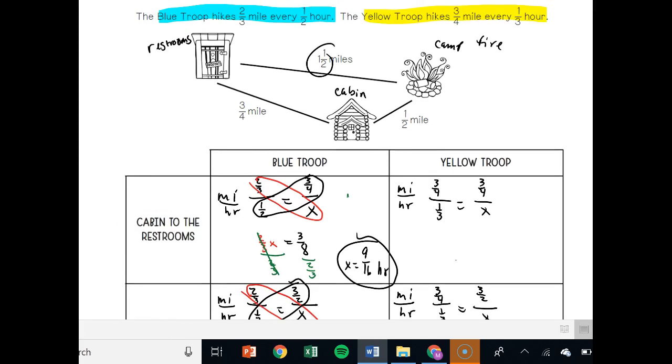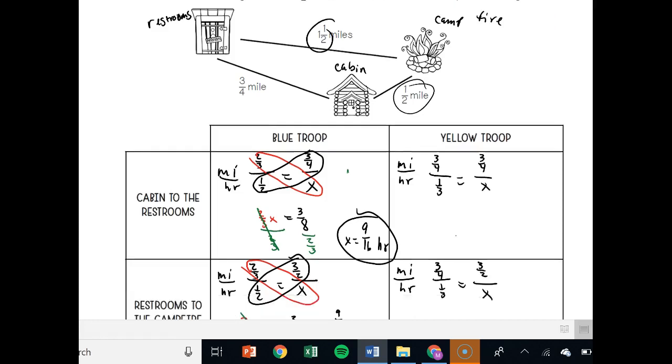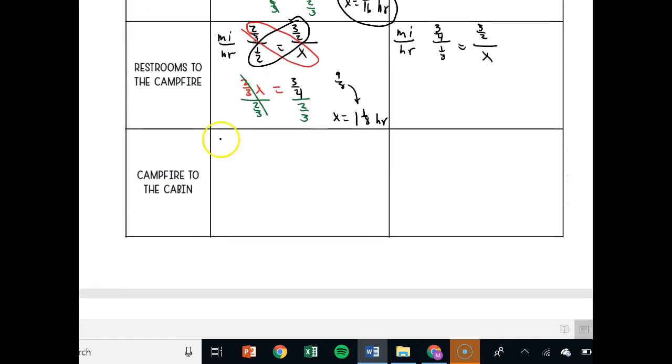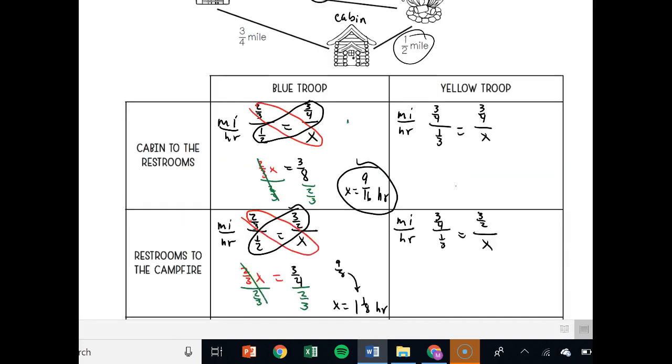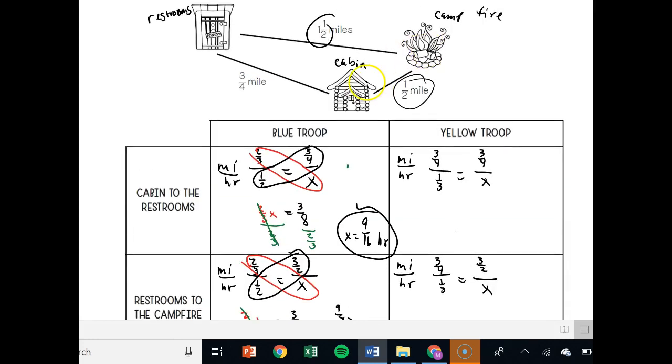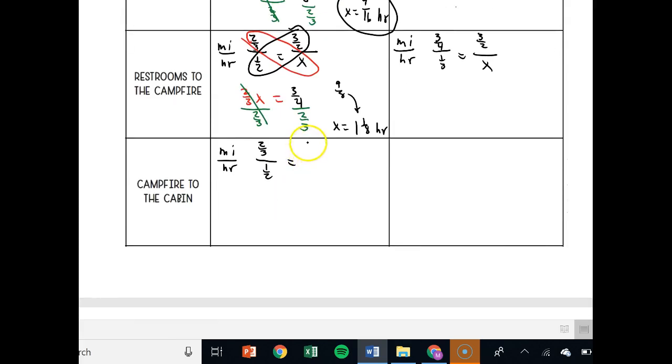So for the campfire to the cabin, here's the campfire to the cabin. It's only 1/2 of a mile. So we take the blue troop's rate again, which is miles over hours, which is 2/3 of a mile every 1/2 hour. And now we are trying to say how long is it going to take them to go from the campfire to the cabin if it's a half mile. So it's a half mile on top, and we don't know how long it's going to take them on bottom. So 2/3 times x is 2/3 x, equal to 1/2 times 1/2 is 1/4.